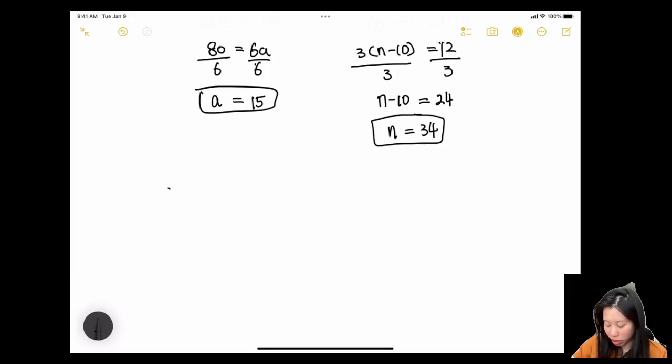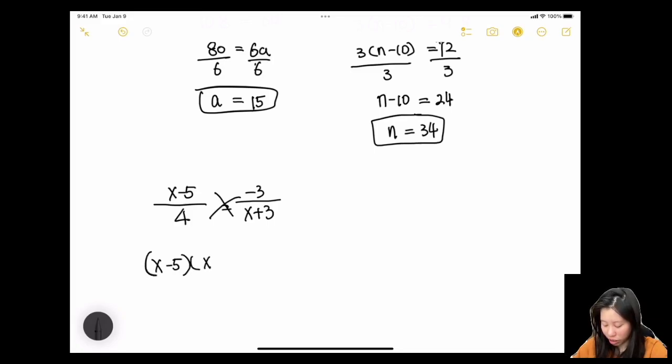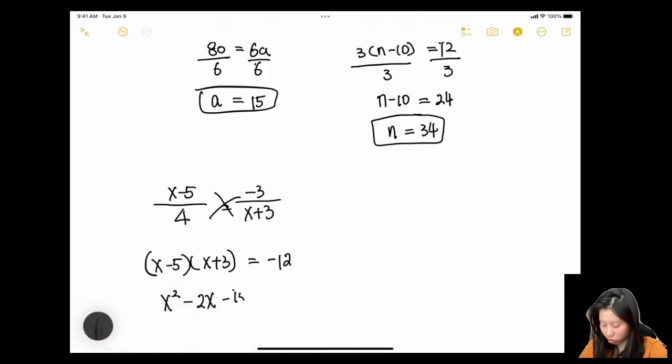Okay, so what about x minus 5 over 4 equals negative 3 over x plus 3? Since there's an equal sign, what you do is you cross multiply them. So I have (x minus 5) times (x plus 3) equals negative 12. And then I simplify the function. I have x squared minus 2x minus 15. You FOIL it. And then this equals negative 12.